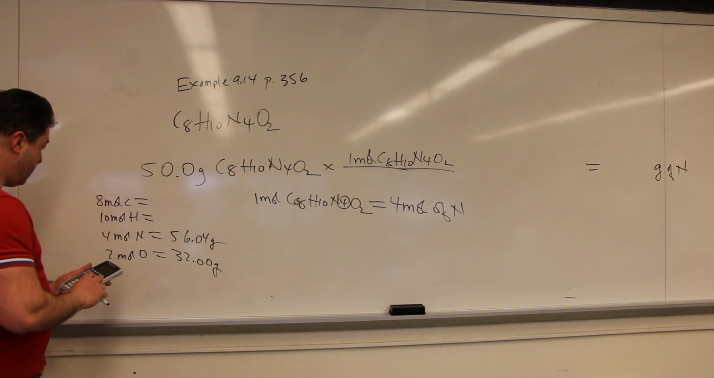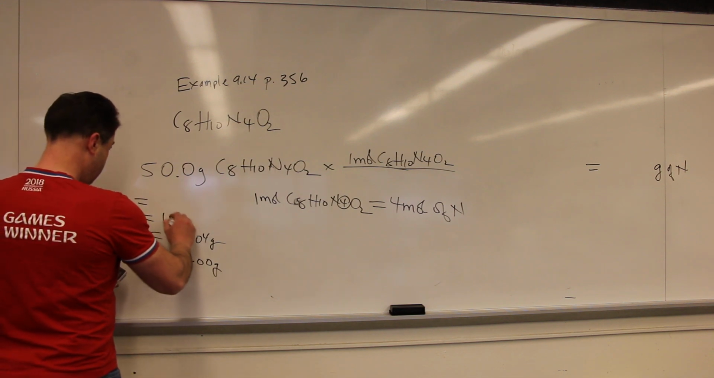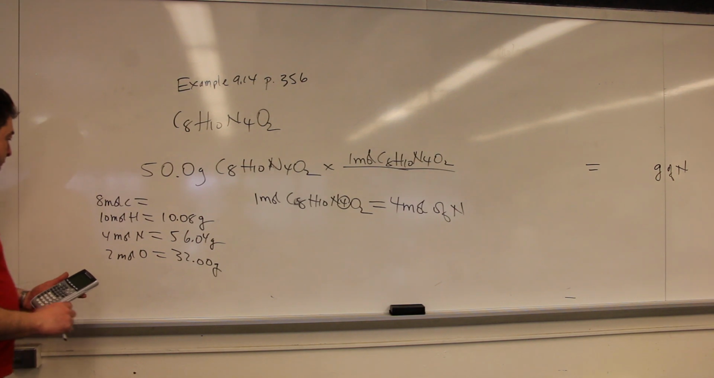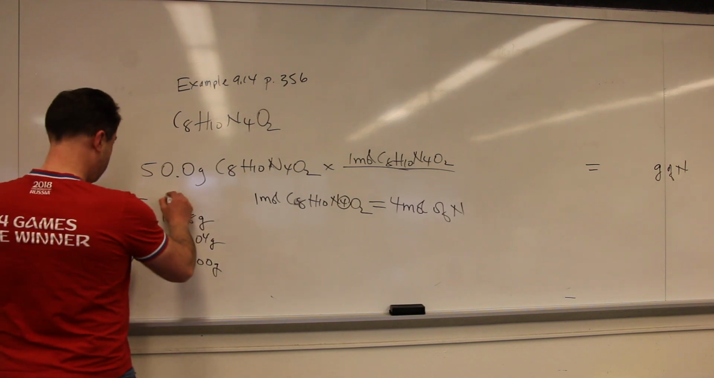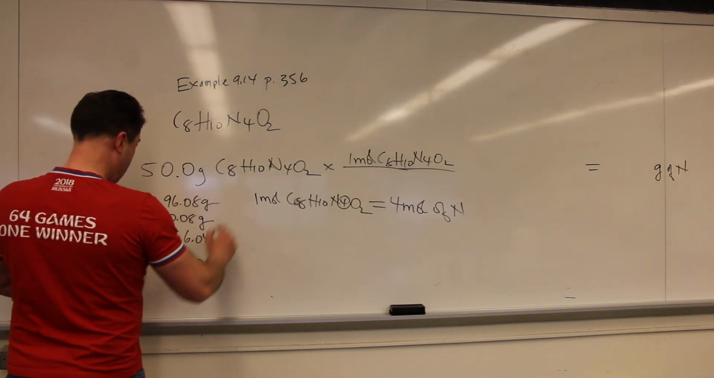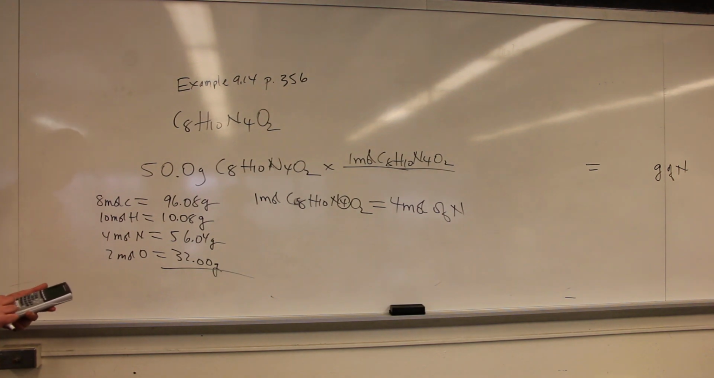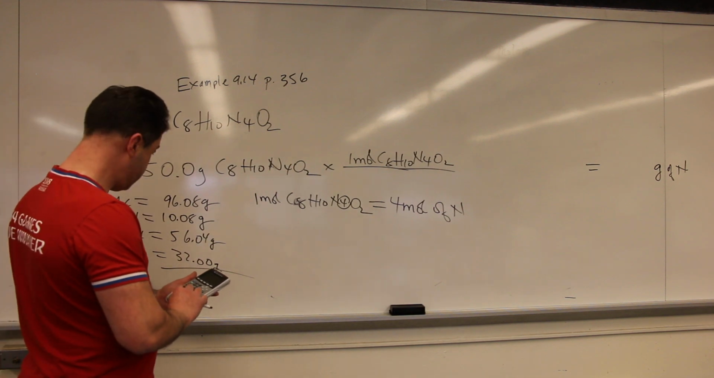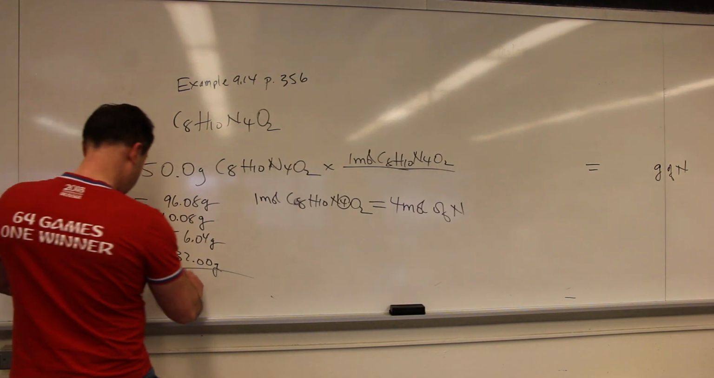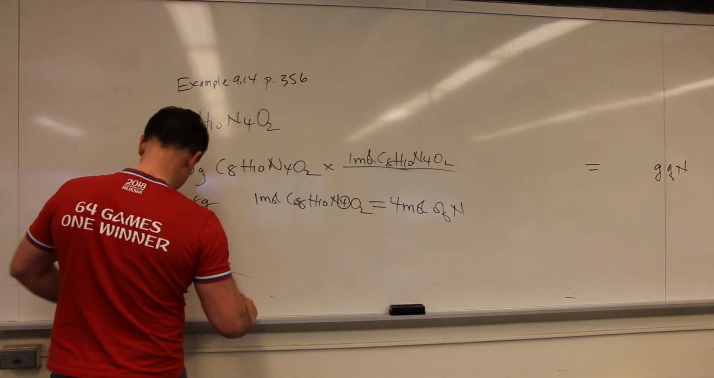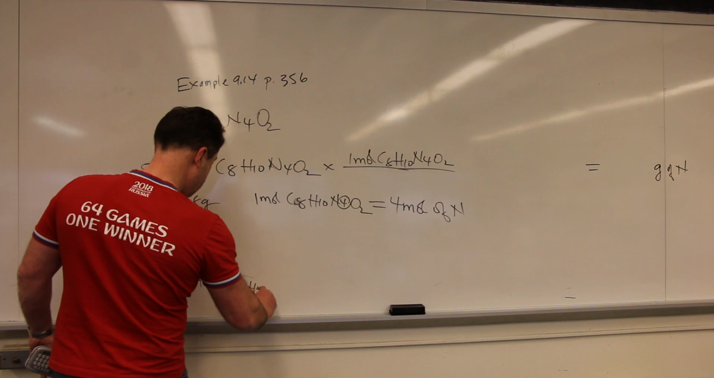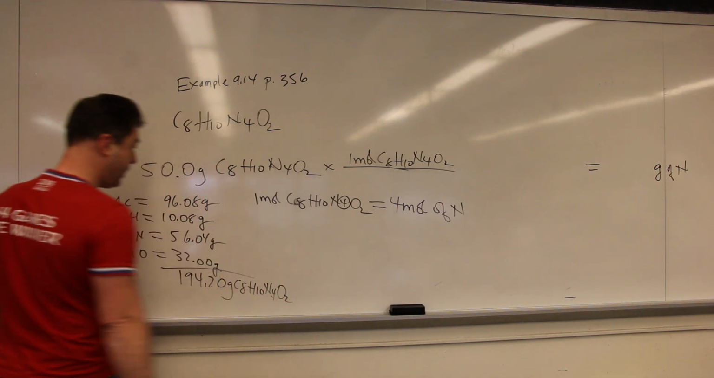I got here 56.04, and this one is pretty easy, will be 10.08. And then 8 moles of carbon, 12.01, will be 96.08. Again, I always go by precision here, and so I'm going to add all of them up. Plus 56.04 plus 32.00, and so I got here 194.20 grams. And the substance will be, of course, C8H10N4O2, my caffeine.